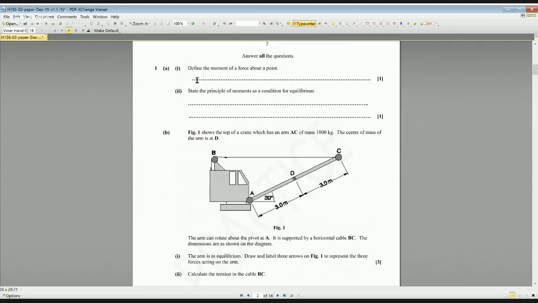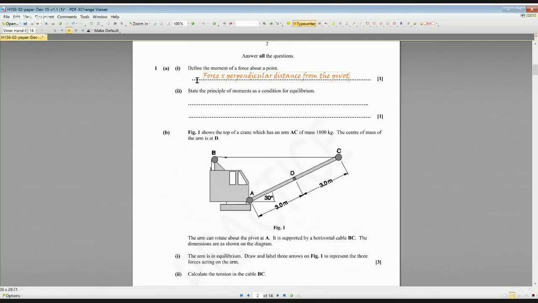So the definition of the moment of a force about a point is the force times the perpendicular distance from the pivot. It is absolutely critical that you say perpendicular, and it's absolutely critical that you say from the pivot.